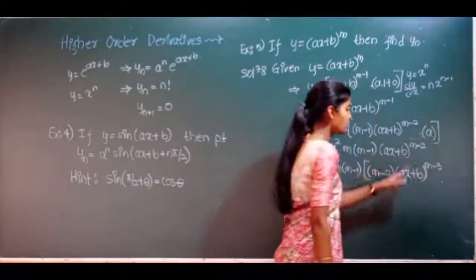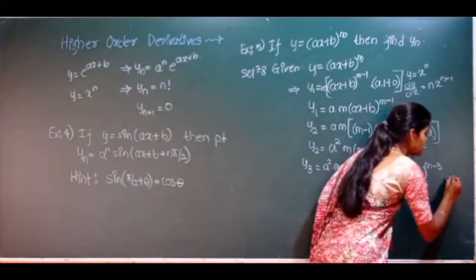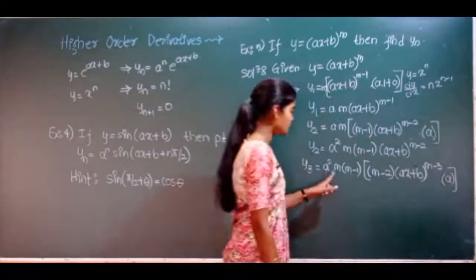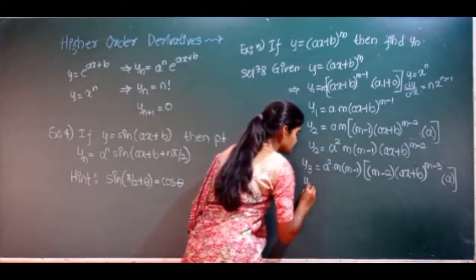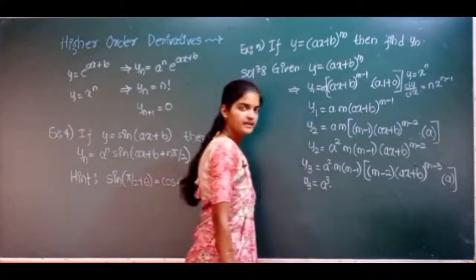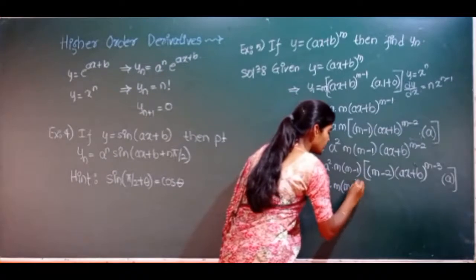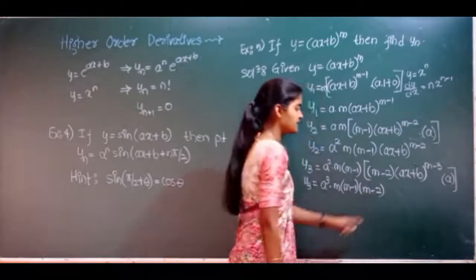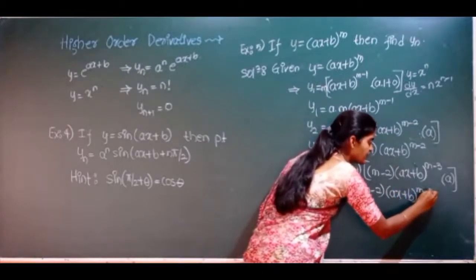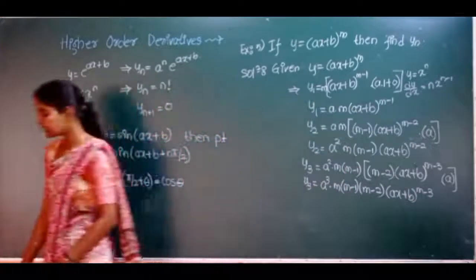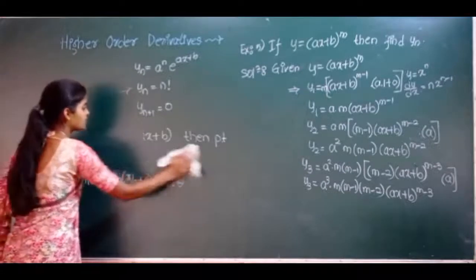That is over for the power. Next, we have to differentiate ax plus b, that is into a again. So here a square into a we get a cube, and into m into m minus 1 into m minus 2, and the remaining ax plus b raised to m minus 3. So compare all three derivatives, that is y1, y2, y3. Then we can generalize it.